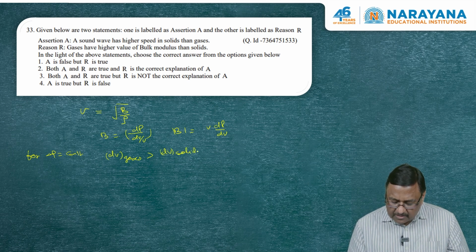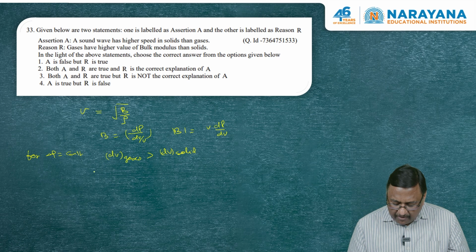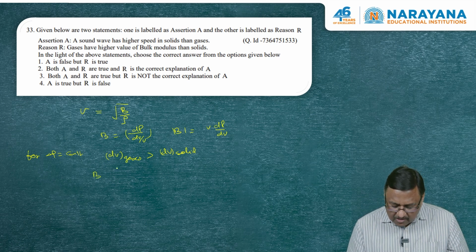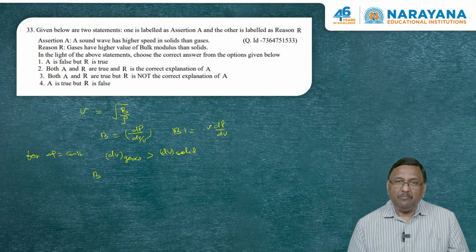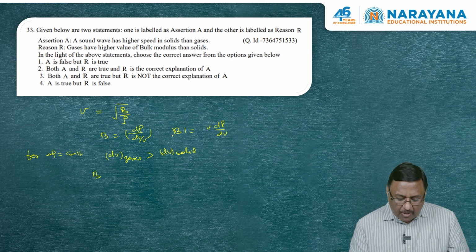So one thing is very obvious: if you talk about the bulk modulus of what is that here? Solid, because gas volume change is more, so this is going to be more, and B is inversely proportional to the change in the volume. Be careful, dP I'm keeping the same, for the same volume I'm talking about. So first of all I'm explaining the reason: our gases have higher value of bulk modulus than solids.